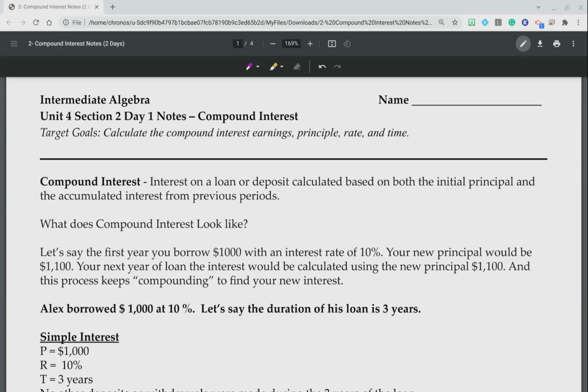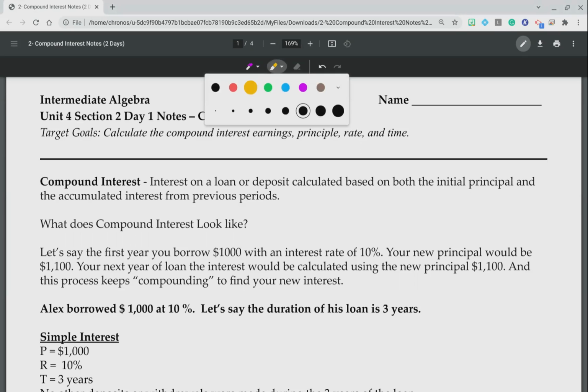So far this chapter, we have looked at simple interest. Today, we are going to look at a concept called compound interest. Compound interest is interest on a loan or a deposit that's calculated based on both the initial principal and the accumulated interest from the previous period.